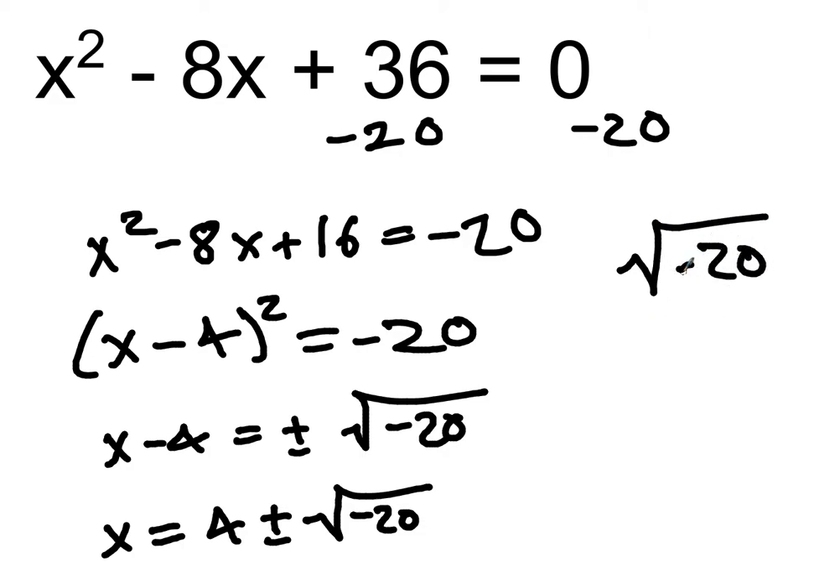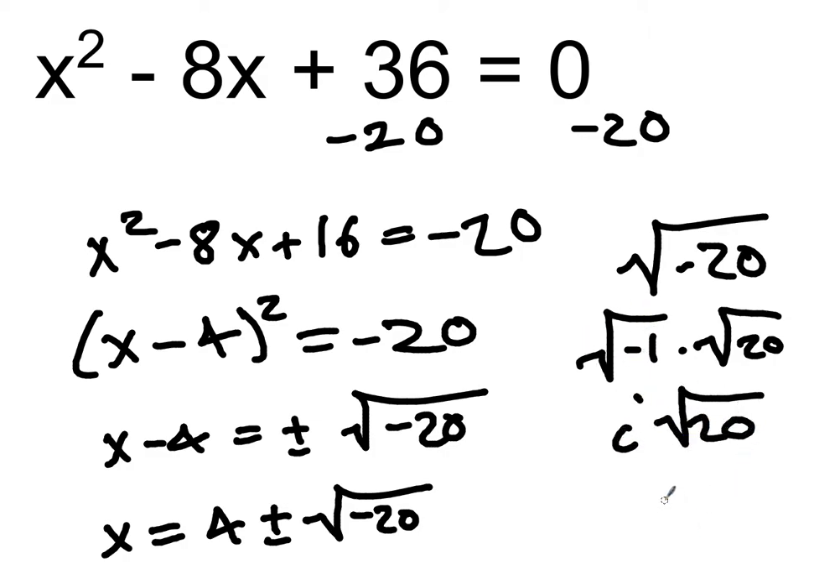The first thing is it's negative, so we can write this as the square root of negative 1 times the square root of 20, and the square root of negative 1, the mathematical symbol for that is i. So we can write this as i times the square root of 20, but then the square root of 20 can also be simplified because it has a perfect square in it. The square root of 20 can be written as the square root of 4 times the square root of 5, and the square root of 4 is 2.